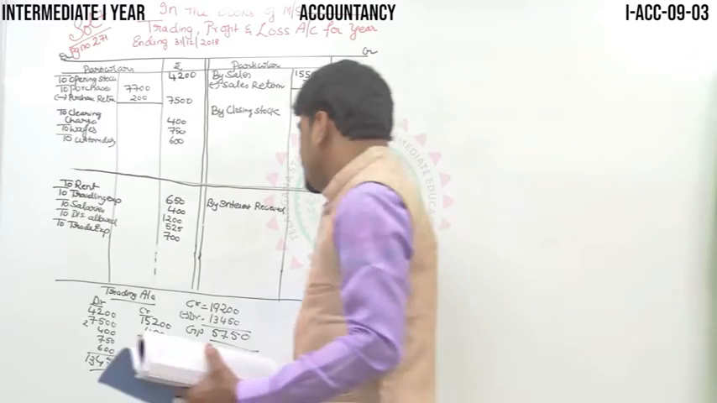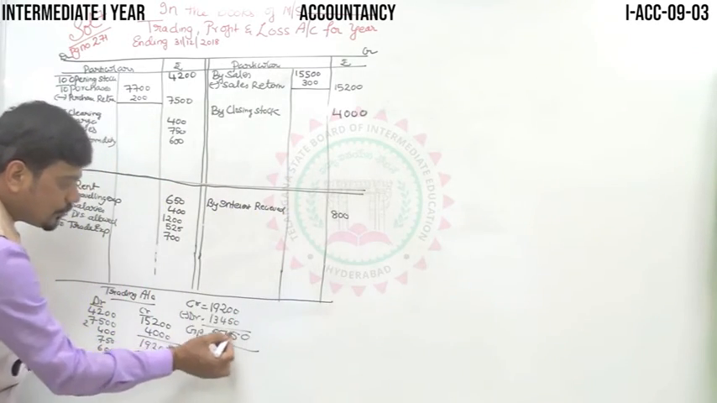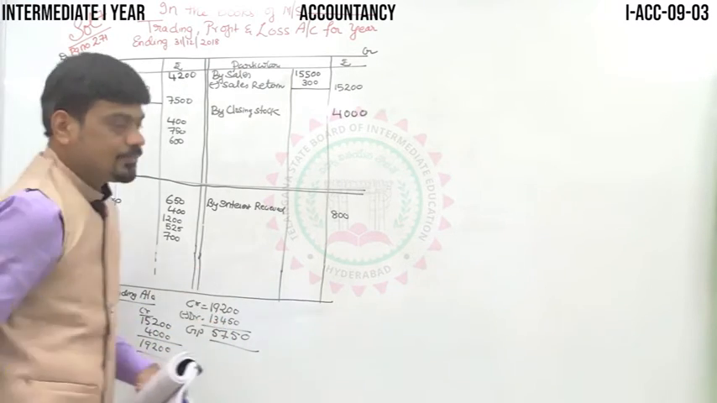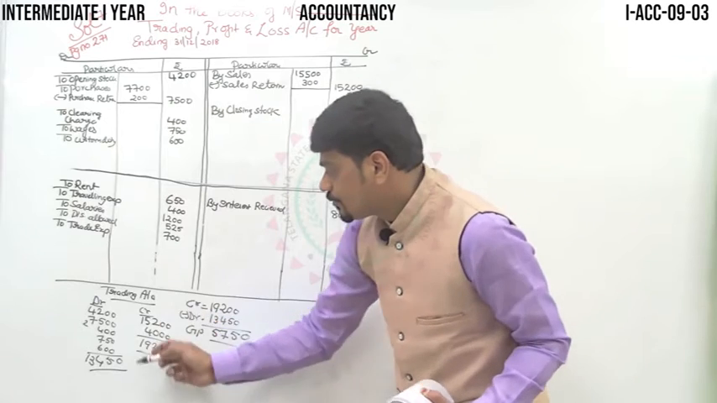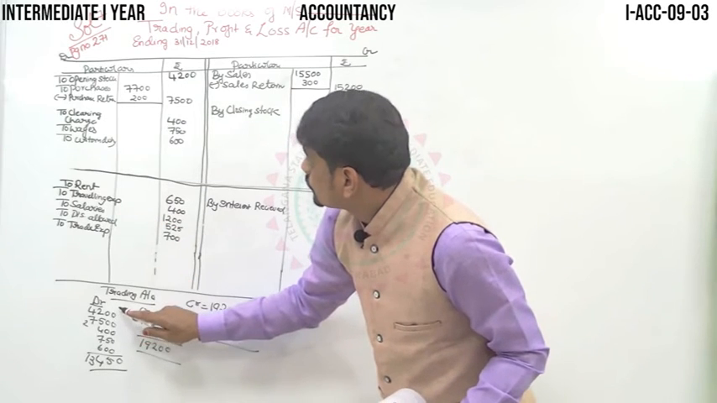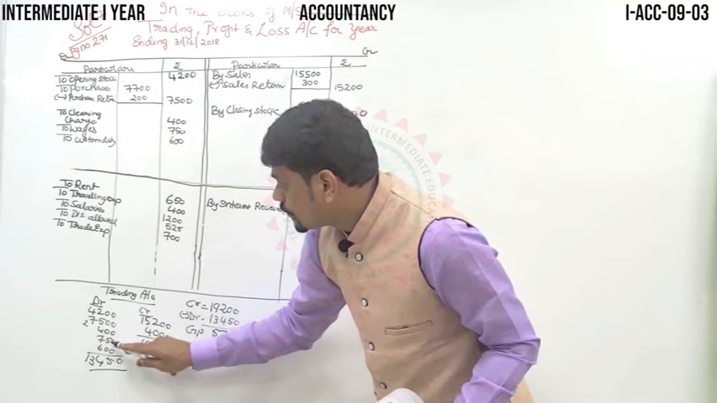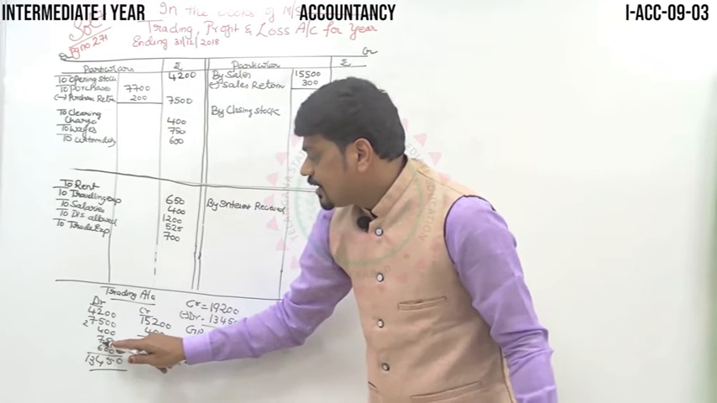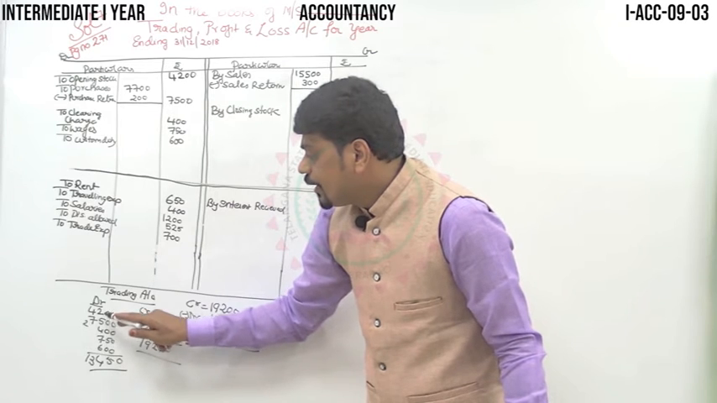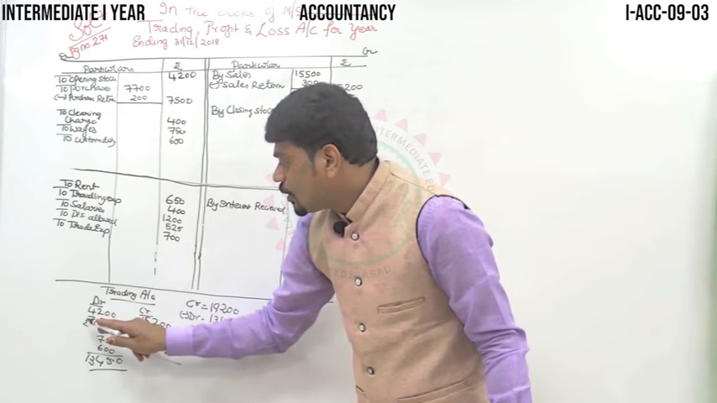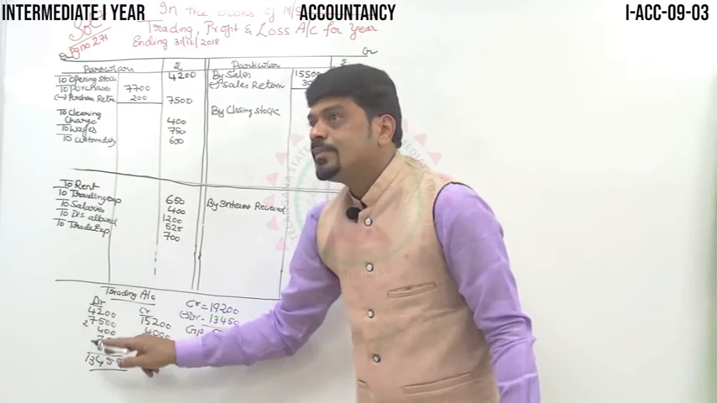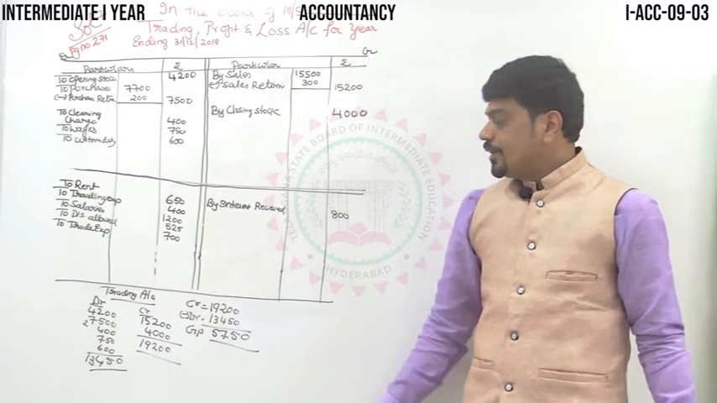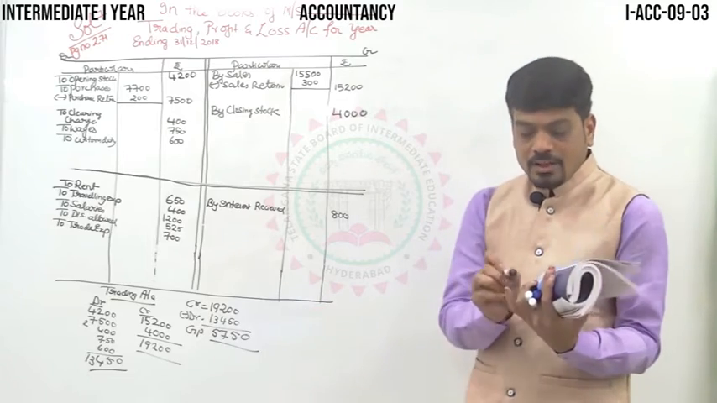Let us check again. Check the totals once again. Debit total 13,450, credit 19,200. 5,750 is the gross profit.